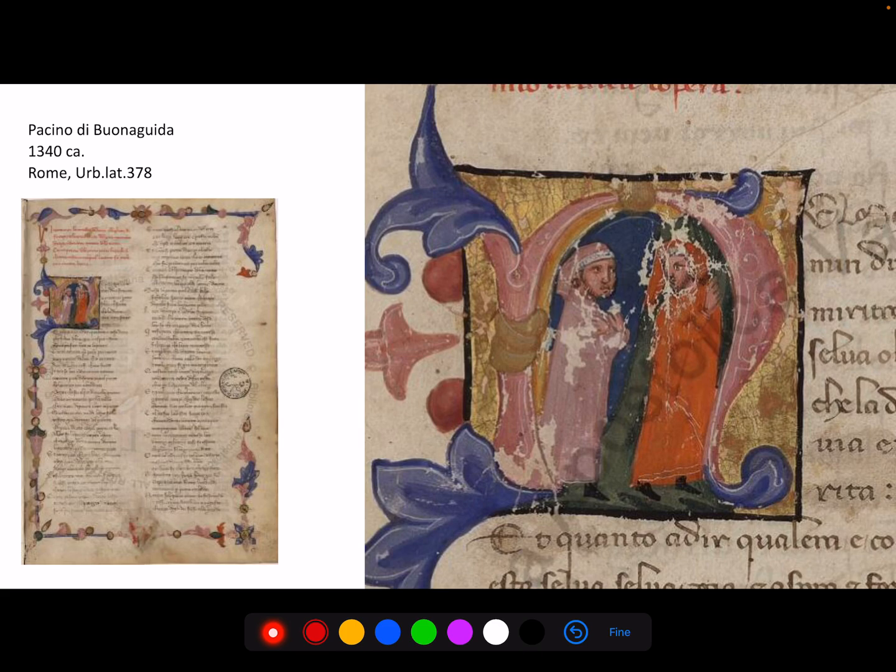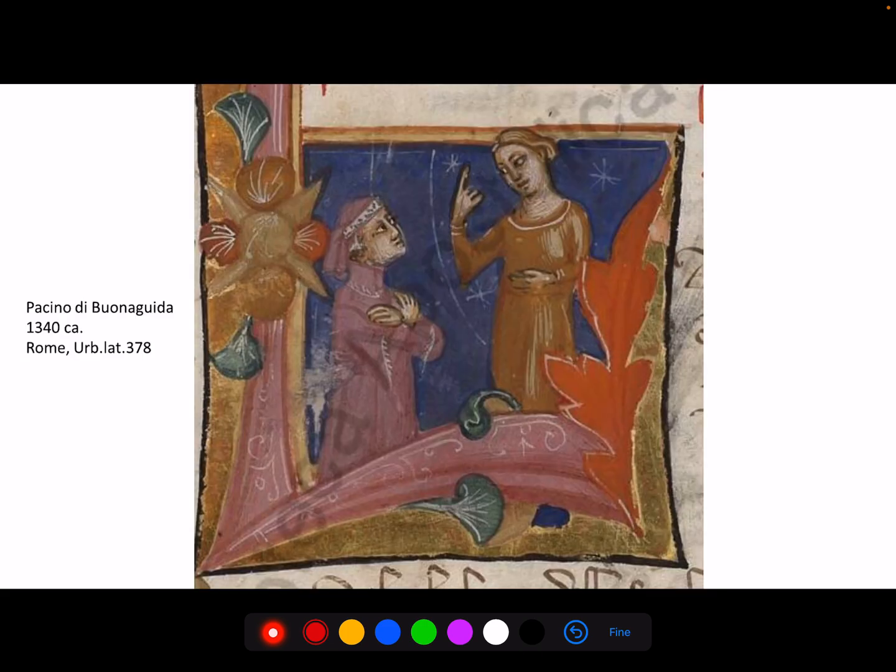1340s, another work. This is in Rome, the Manuscript Urbinus Latinus 378, and also here we can see the capital with Dante Alighieri. This one looks pretty interesting because here Dante looks a little bit bearded, according to Boccaccio's description. Here, same codex, is Dante with Beatrice.